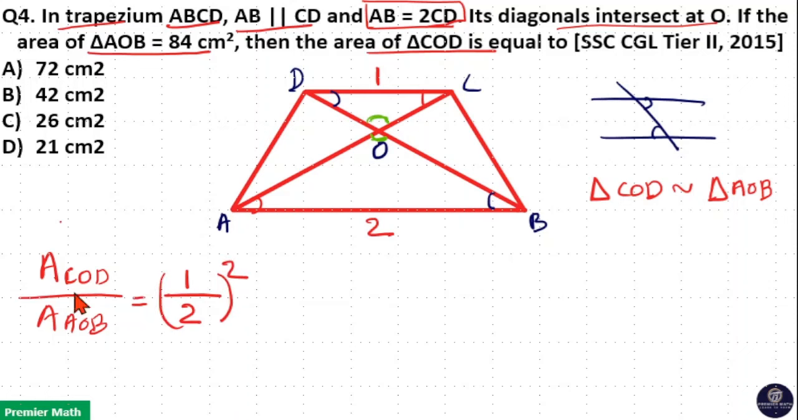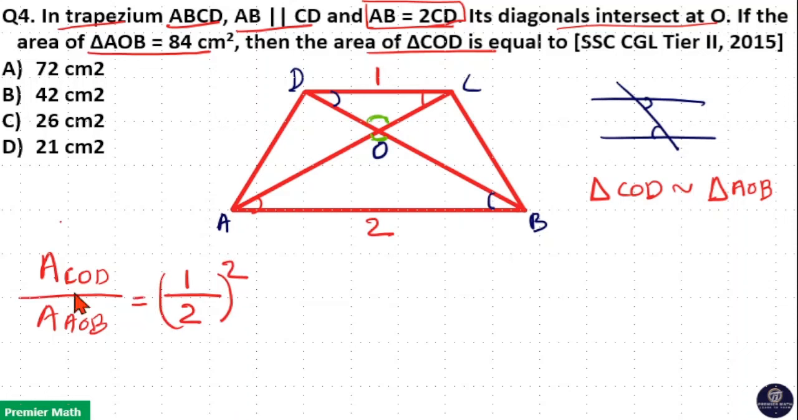Now area of triangle COD is equal to 1 by 4 of area of triangle AOB. Here area is 84. Area of triangle AOB is 84. So 1 by 4th of 84 is equal to 21 centimeter square. So option D is your answer.